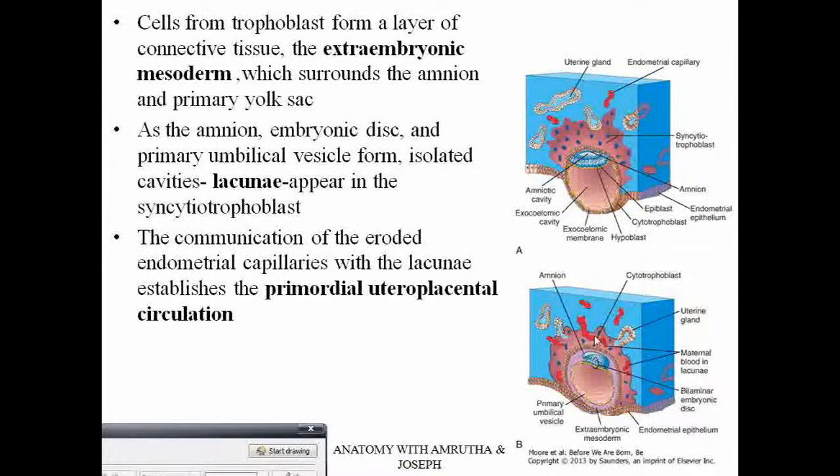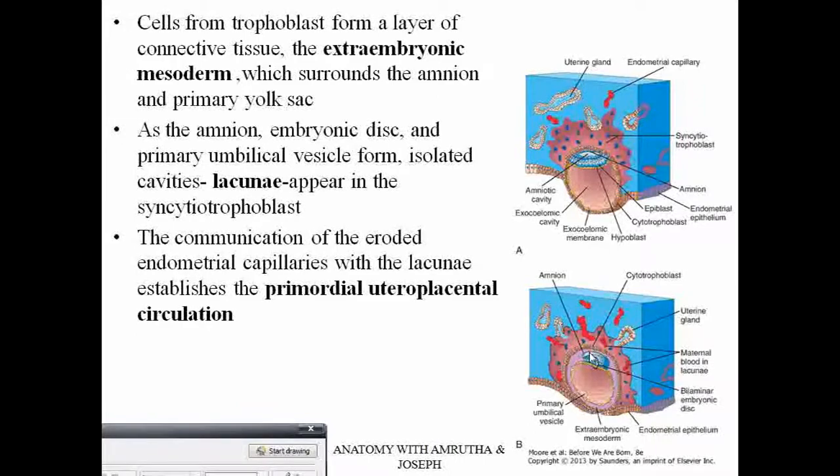Now the syncytiotrophoblast has the capability to erode the maternal or uterine endometrium. When they erode the uterine endometrium, they erode the blood vessels also. Now the blood in the vessels comes out and occupies the spaces formed in the syncytiotrophoblast. So the maternal blood is going to occupy this area, as you can see here.